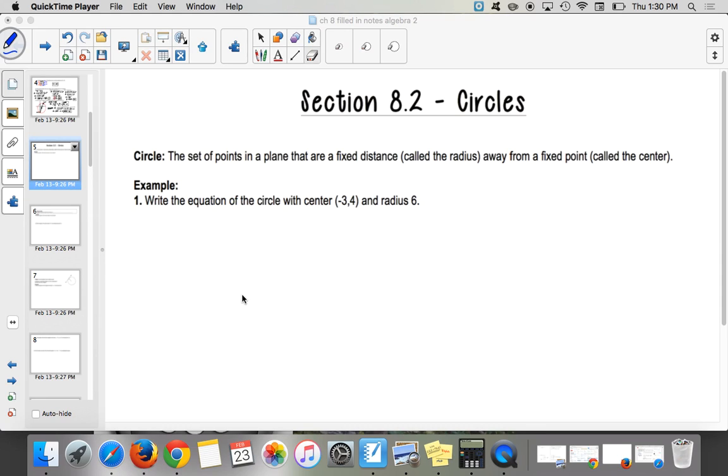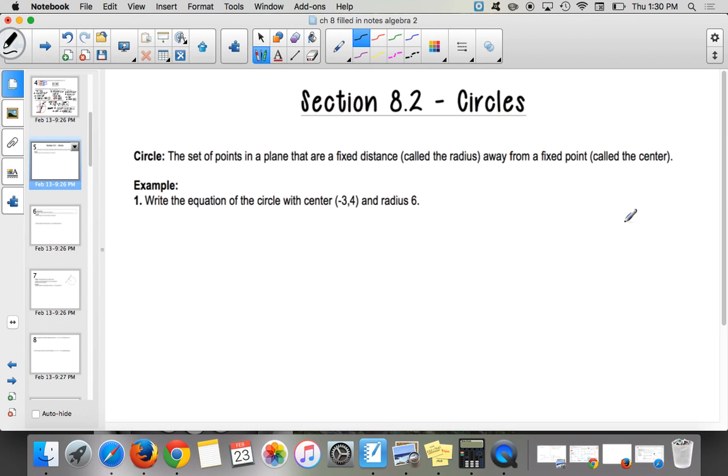Okay, and all conic sections are defined by distances. So the definition of a circle, which I think you guys get, is a set of all points in a plane that are a fixed distance, called the radius, from a fixed point, called the center. So if I have my center, I have an infinite number of points that are the same distance away from that center, right? That distance is called our radius. If I draw all those points in, I end up getting a circle. Not a very pretty circle, but.